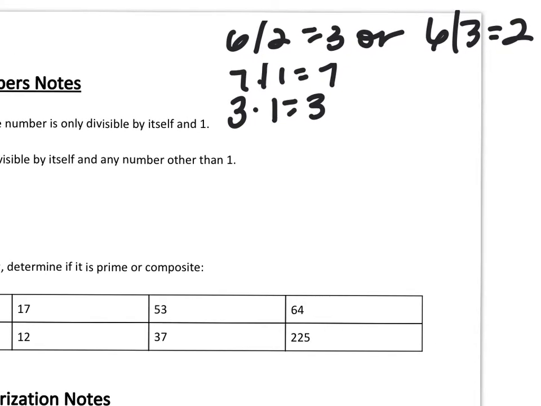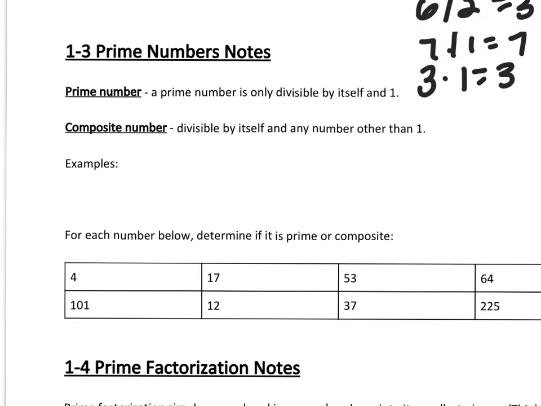So 7 and 3 are examples of prime numbers. 6 would be an example of what we call a composite number. A composite number is a number that's divisible by itself and any number other than 1. Okay? So let's think of other examples.